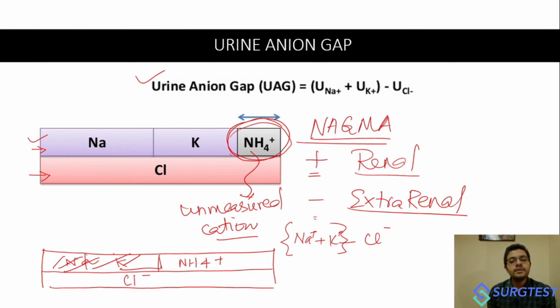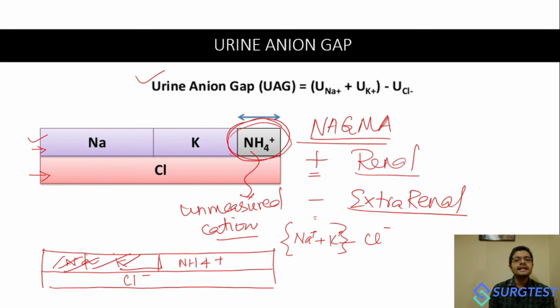It means that there is some other unmeasured cation in the urine, and that cation is ammonium. It's not easy to measure ammonium in the urine, so this is a surrogate way of measuring the ammonium excretion. I hope you're very clear about this concept. That is why whenever the urine anion gap is negative, it is an appropriate response of the kidney in the face of a systemic acidosis.